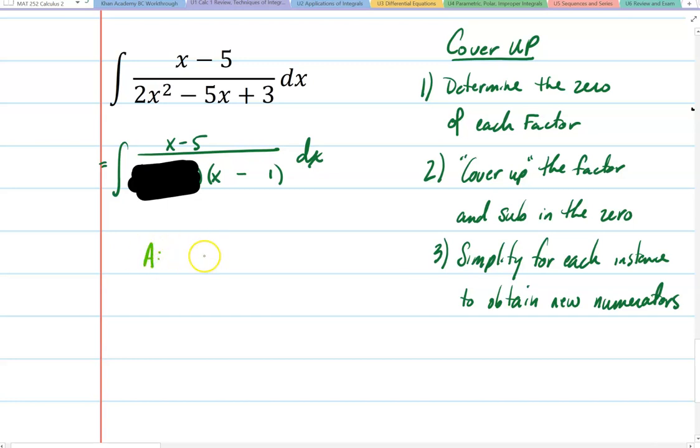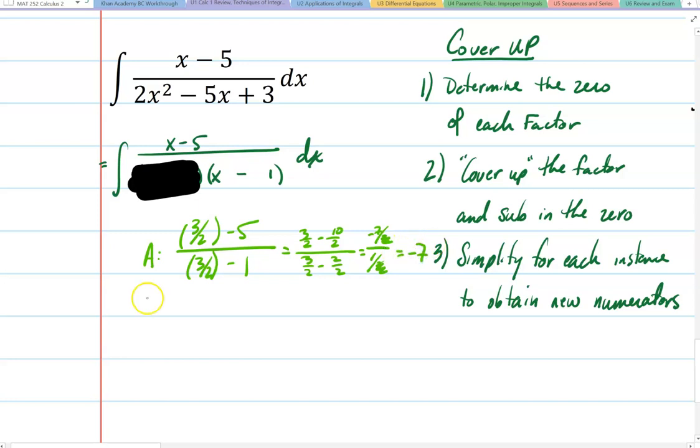I'm going to call this value my a value. If I had 3 halves minus 5, and 3 halves minus 1, the simplification of this expression will represent a new numerator that we're going to use in just a moment. I might write this as 3 halves minus 10 halves, and 3 halves minus 2 halves, just to make the math a little bit easier. This looks like negative 7 halves over 1 half. Those 2's will cancel, and this a value ends up being negative 7.